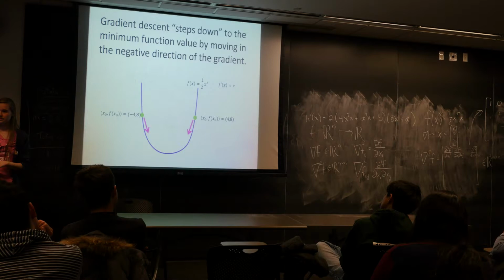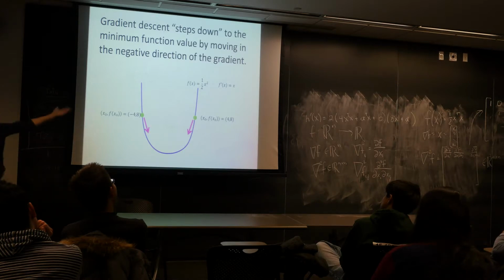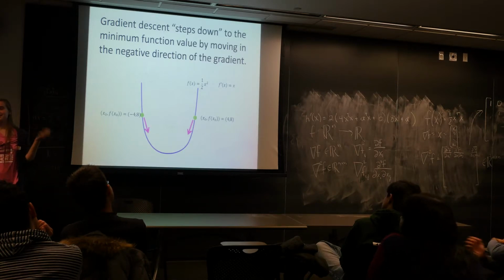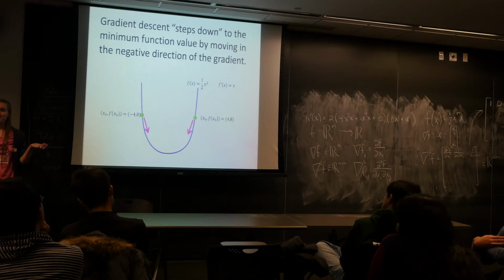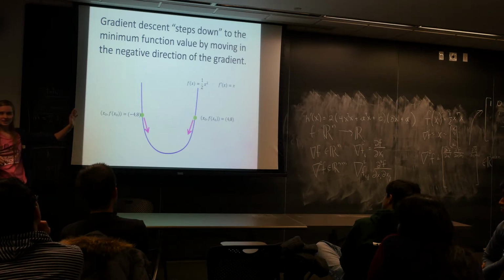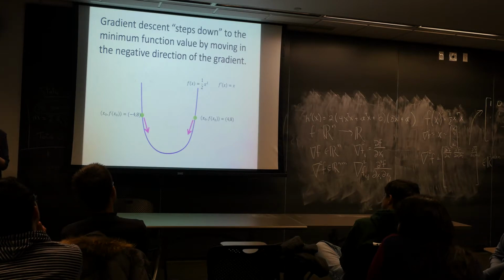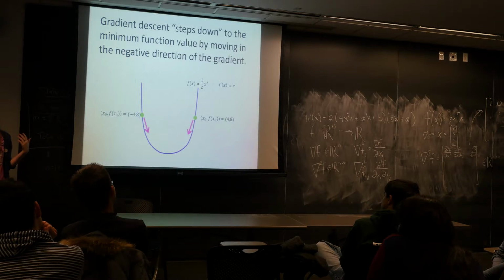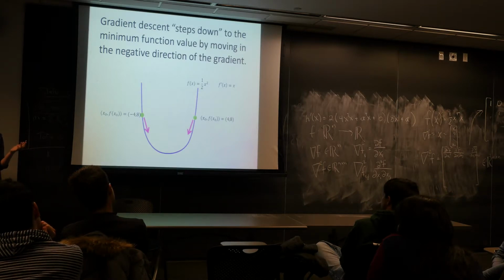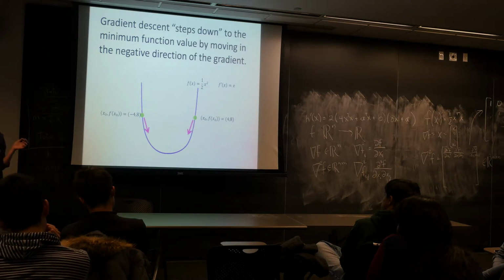Arguably for a function like this, you don't need gradient descent because you can just differentiate, set it to 0, and solve and see that the optimum is at x equals 0. But in the case where you can't exactly solve for the optimum of a function, gradient descent works out really well, which happens to be the case with your objective function for logistic regression.